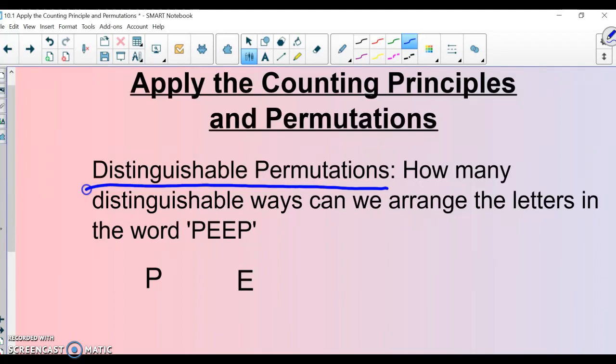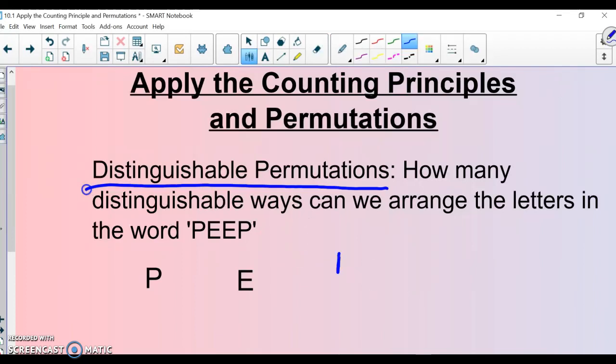So, for example, if I just had the word peep, and then here's the word peep, and then I said, okay, I'm going to switch the two E's. That's not making a new word. That's not distinguishable. So I only want to count that once, not twice, even though theoretically I could be switching the E's.